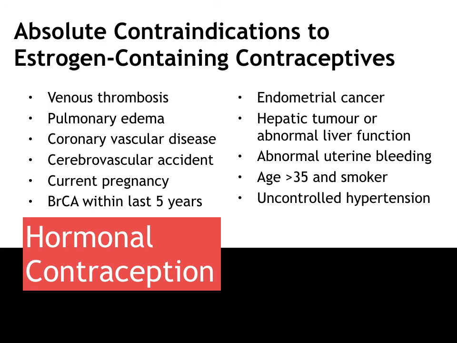Abnormal uterine bleeding, at least until we identify the cause of the abnormal uterine bleeding, just to rule out endometrial cancer being involved. Age over 35 and smoker, we discussed the increased risk of blood clotting. And uncontrolled hypertension, at least until that's better addressed because of the increased risk of blood pressure increases.